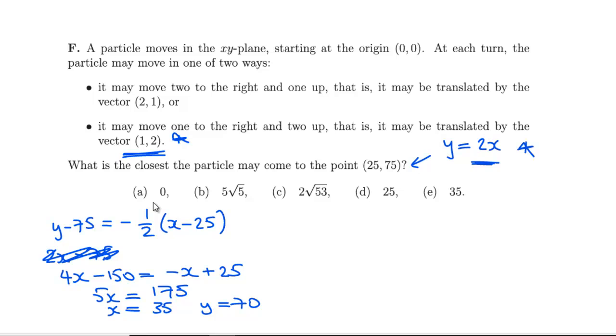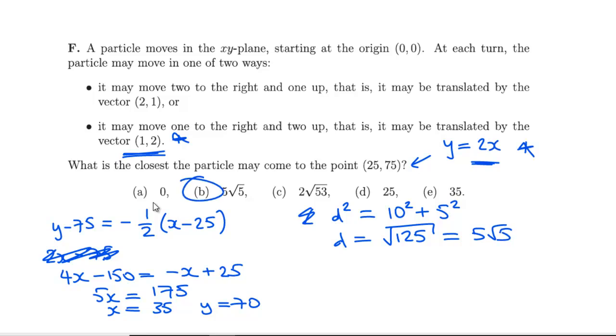So we need to get the distance between these 2 points. So our distance d squared is going to be the change in x is 10. So we've got 10 squared. The change in y is 5 squared. So d is the square root of 125, which is 5 root 5, which is B. That was quite a nice question as well.